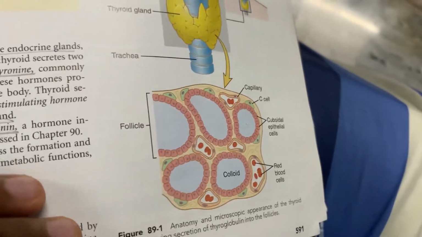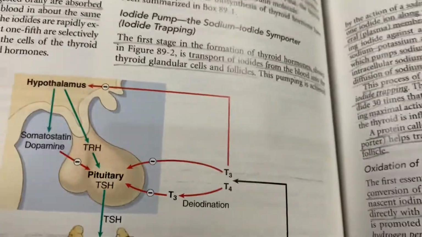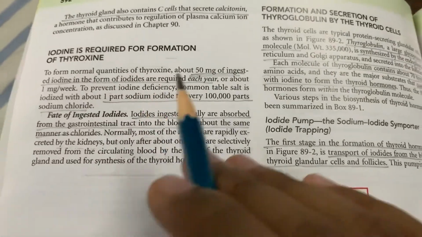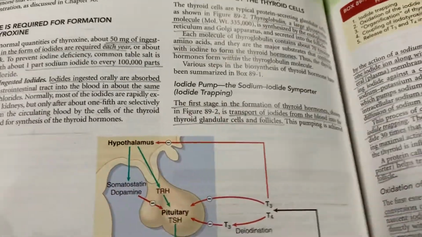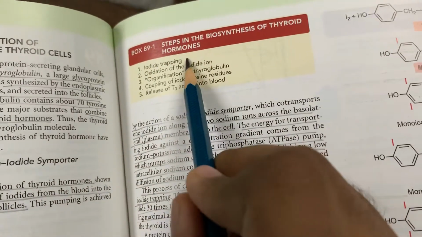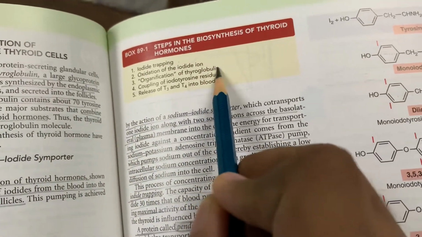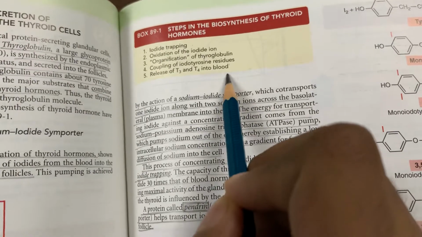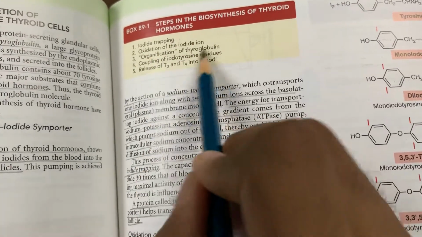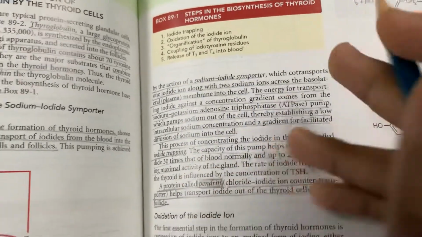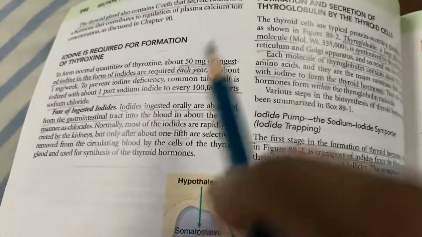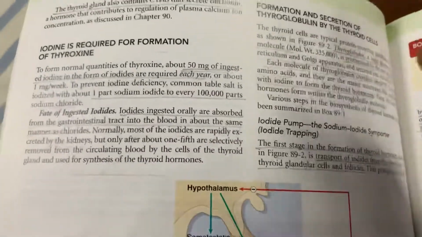And then the thyroid gland also contains C cells, as you can see here, these green ones. They secrete calcitonin. And then when you talk about the formation of thyroxine, okay, so you need to talk about 4 major steps, that is iodide trapping, oxidation, organification, coupling, and release. Okay, these 4 are the main steps in synthesis, and finally the release is another event.